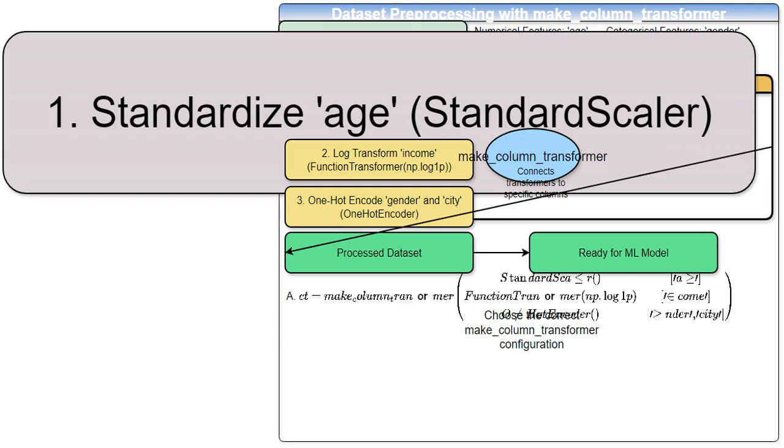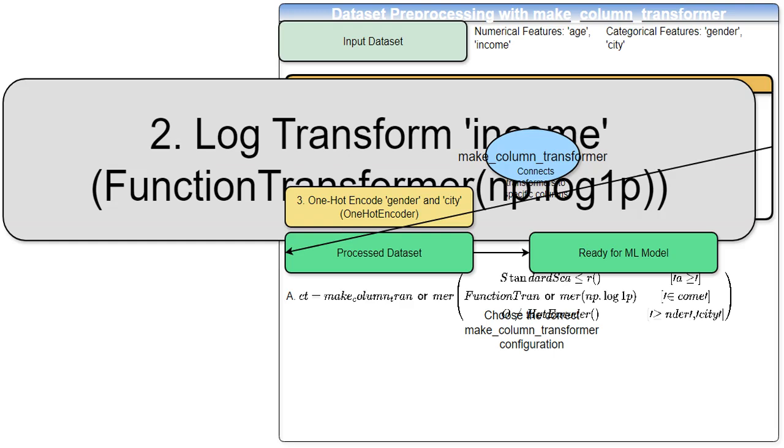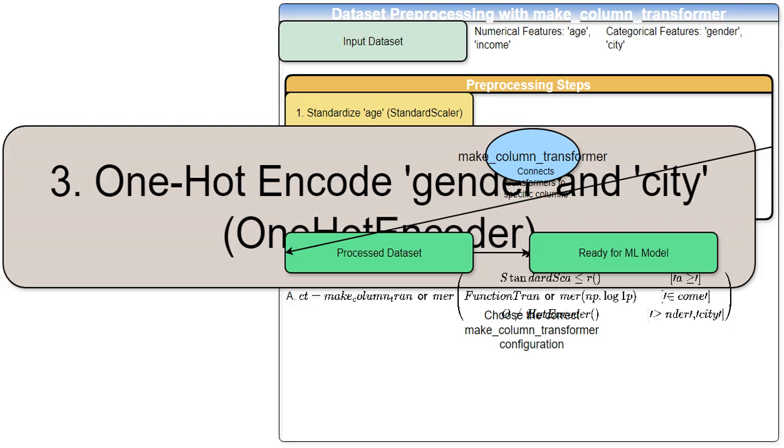This centers the data around a mean of 0 and gives it a standard deviation of 1. This ensures that the age values don't disproportionately impact the model. Next, I'll log transform the income column using log1p. This is safer than a regular log because it handles 0 and negative values gracefully. Finally, I will one-hot encode the gender and city columns. This converts each categorical value into a new column with binary 0 or 1 values indicating its presence or absence.